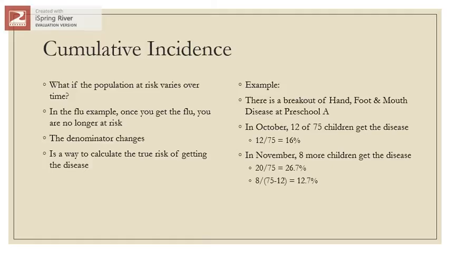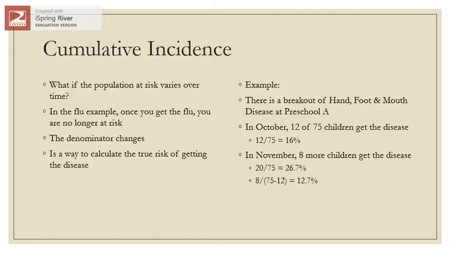In November, 8 more children get the disease. So the incidence rate is now 20 out of 75 because we had 12 in October and 8 in November. So 26.7% of the students at preschool A have developed hand, foot, and mouth.